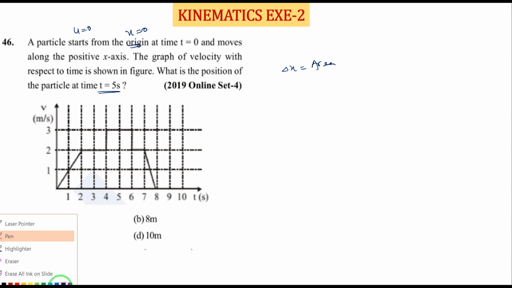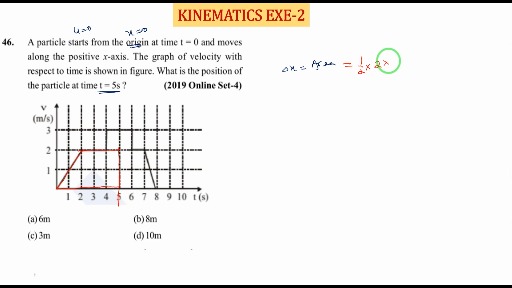Area up to 5 seconds. This is 5 seconds. So you can see this trapezium. So we'll be using the formula half into height. Height is 2 into sum of parallel sides.